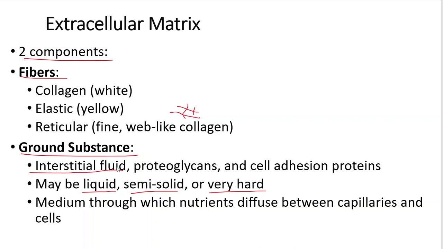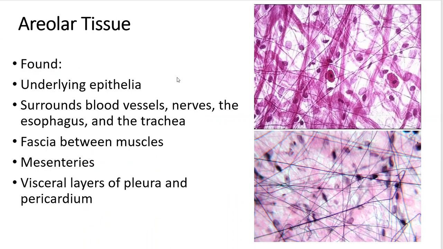The fluid in space in between the cells, proteoglycans, proteins with sugars attached, and the cell adhesion proteins are part of the ground substance. The ground substance is going to be the medium through which the nutrients from the blood vessels and the capillaries diffuse. We'll show you some pictures here in just a second.